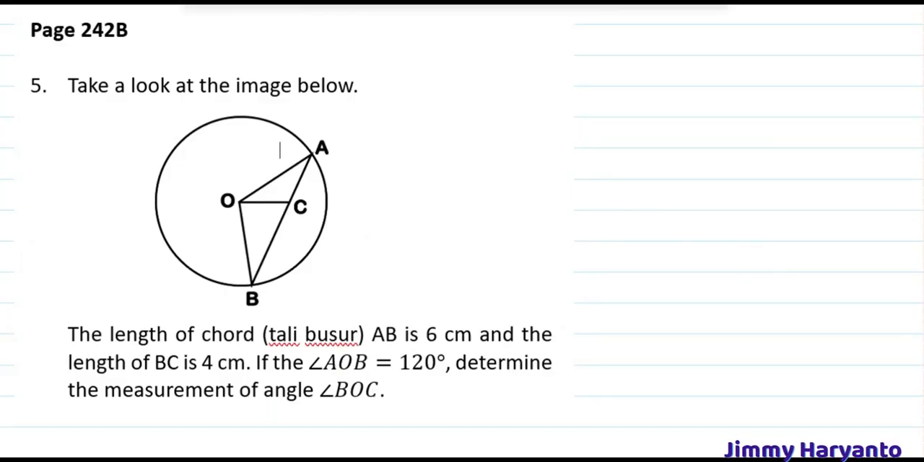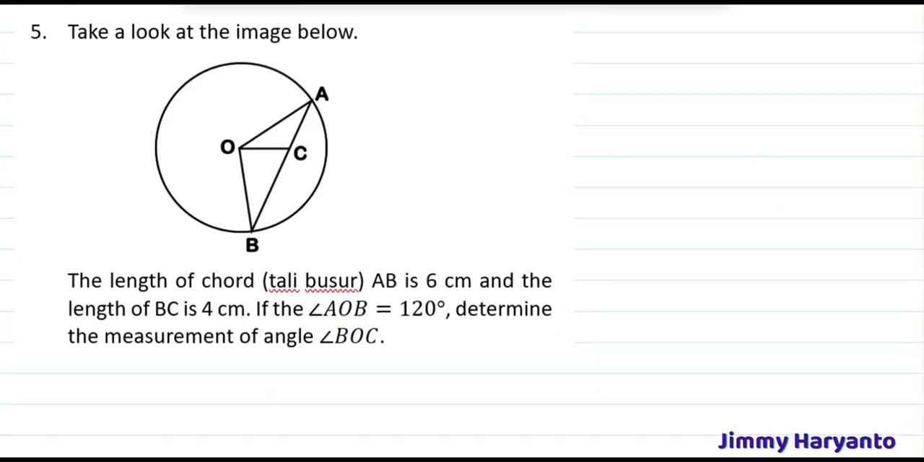Okay, the next one is page 242B. For this one, I've tried these questions before, but I cannot find the usage of sine rule and cos rule in these questions, because we can use simple basic trigonometry in these questions. So the length of AB equals 6. I can tell that this one is 6. This is a chord. A chord can be divided into two parts, and you will get 3 and 3 right here.